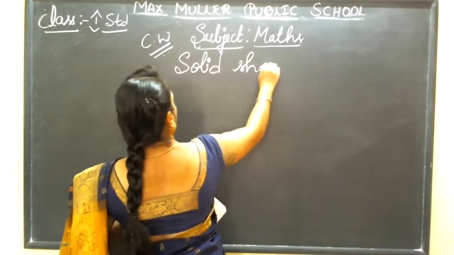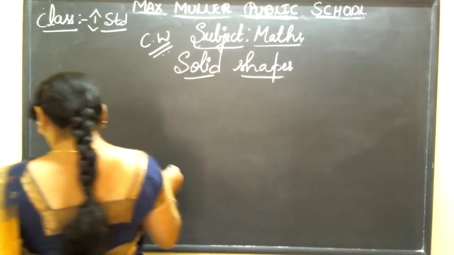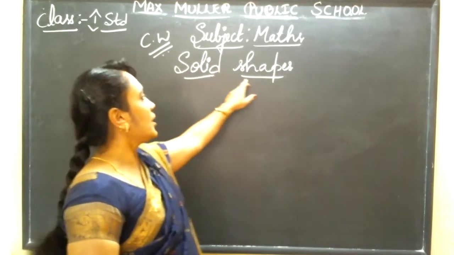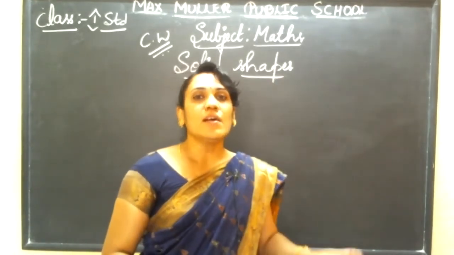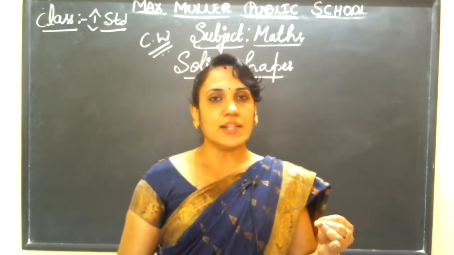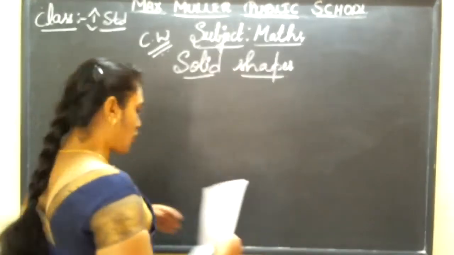Solid shapes. Okay. SOLID, solid, SHAPES, shapes. So which are the plane shapes? Circle, triangle, square, rectangle and oval. I gave in the last class, previous class, isn't it? Now solid shapes. Which are the solid shapes?